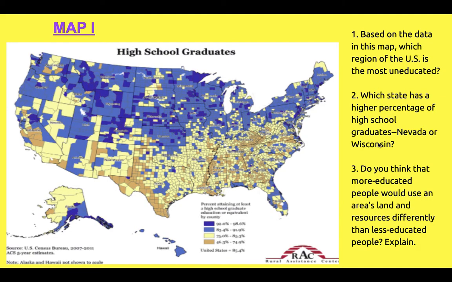Number 2, which state has the higher percentage of high school graduates, Nevada or Wisconsin? And number 3, do you think that more educated people would use an area's land and resources differently than less educated people, and explain.